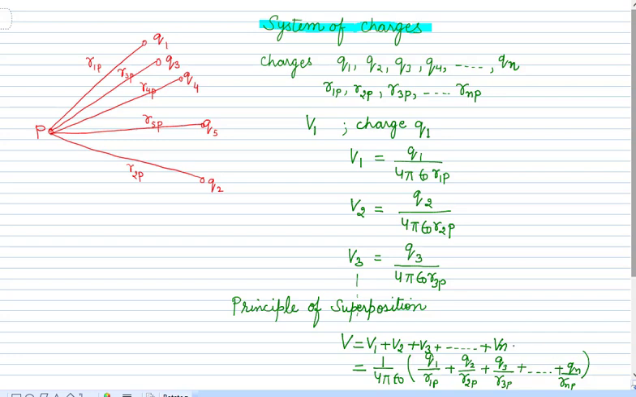If the charges are known to you, you can simply add them up. Now we will consider this as the total electrostatic potential V. Next, let us move on to the points to remember.